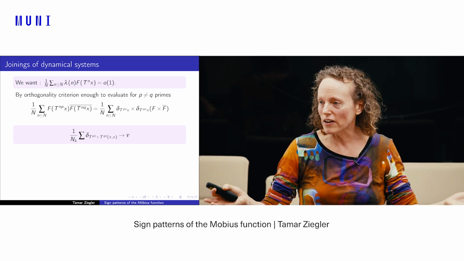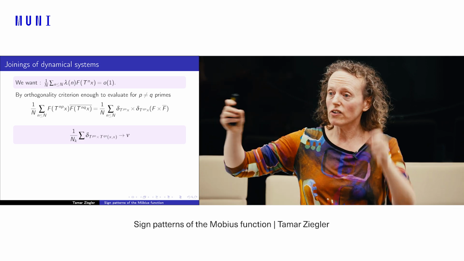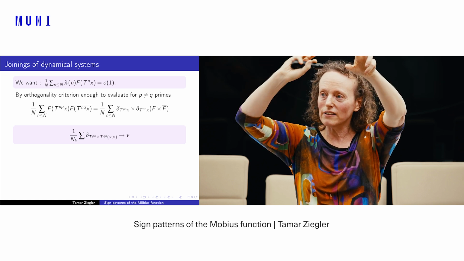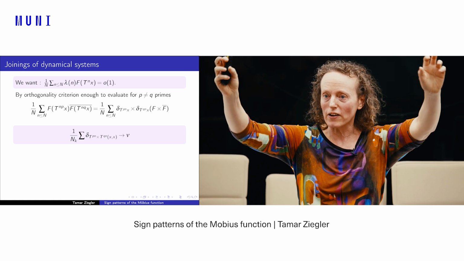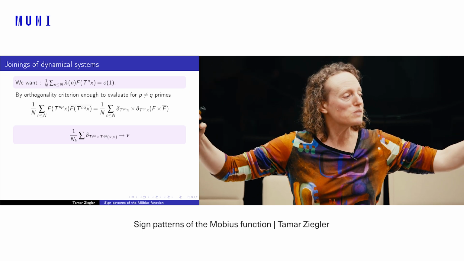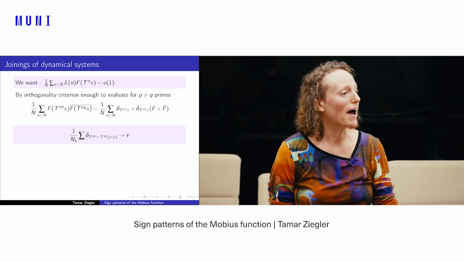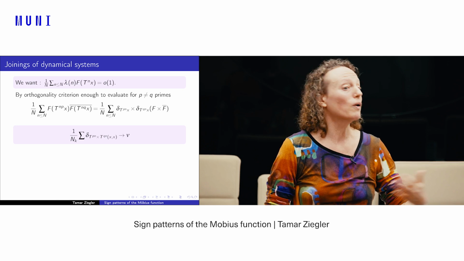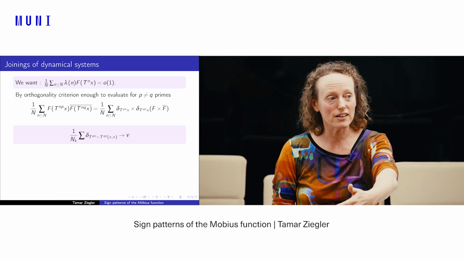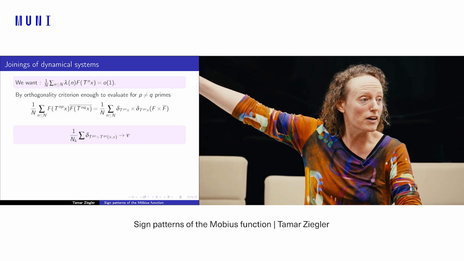You have a sequence of measures. These measures are the delta measures that are supported on the points T^p n, T^q n, and this kind of averaged measure. This is a probability measure, and the space of probability measures is compact. So sequentially compact. So if I have a sequence of measures, there is a subsequence that converges to some measure.